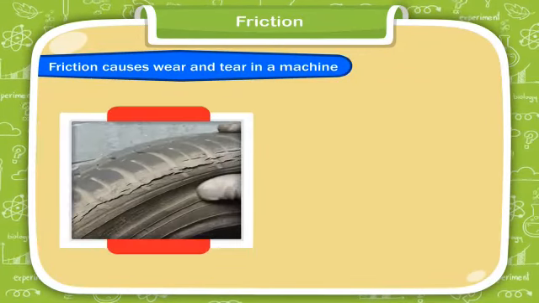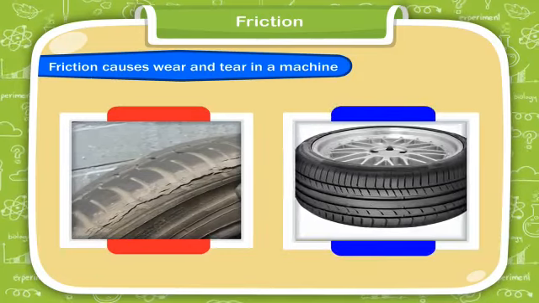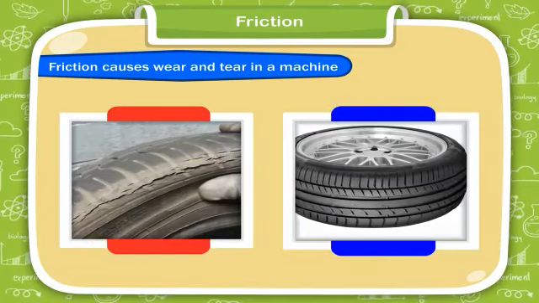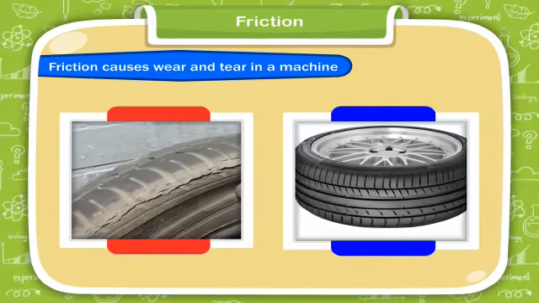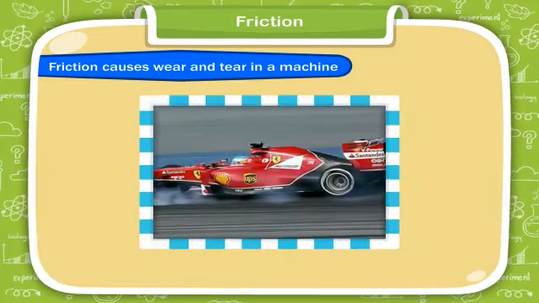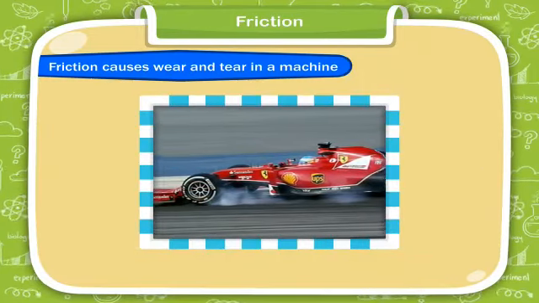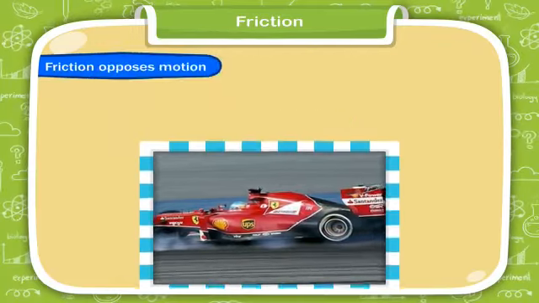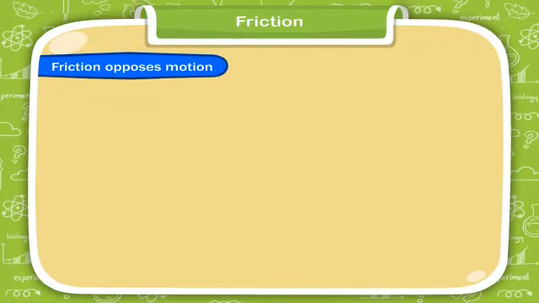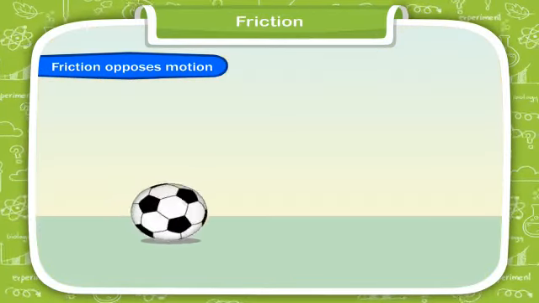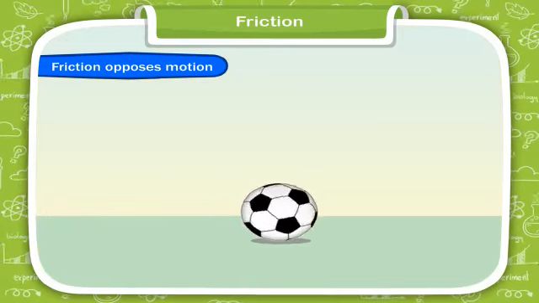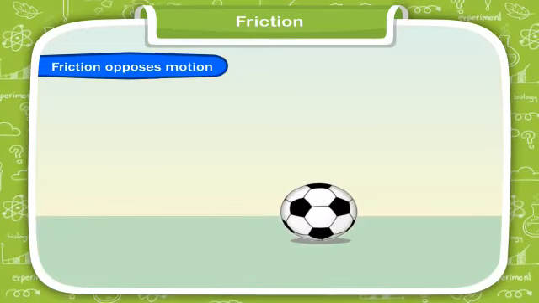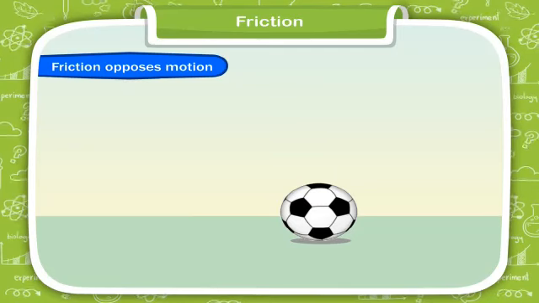If we compare old car tires with new car tires, we will find that the old ones are worn out. This is due to the friction between the ground and the car tires. Friction opposes motion. If we roll a football on a leveled ground, it stops after some time. Here too, friction opposes the motion.